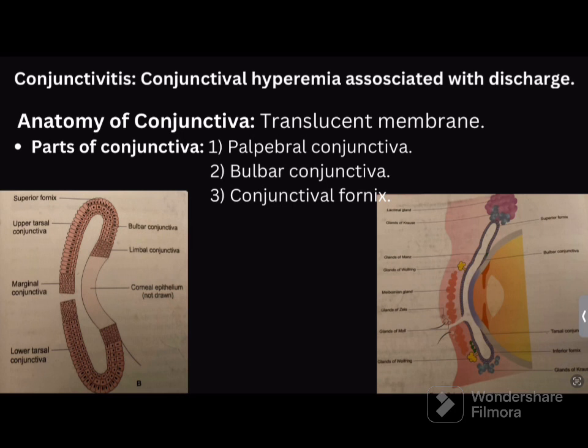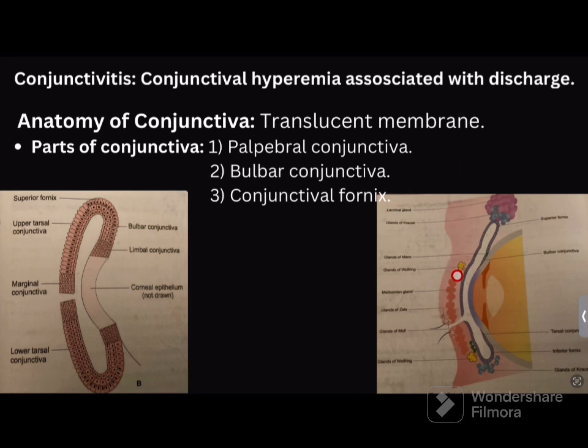Okay. So before going into the details, let us have a brief idea about the anatomy of conjunctiva. From the previous class, you already know that conjunctiva is a translucent membrane, right? Now, what are the parts of conjunctiva? You have three parts. The first one is your palpebral conjunctiva, the second is your bulbar conjunctiva, the third is your conjunctival fornix.